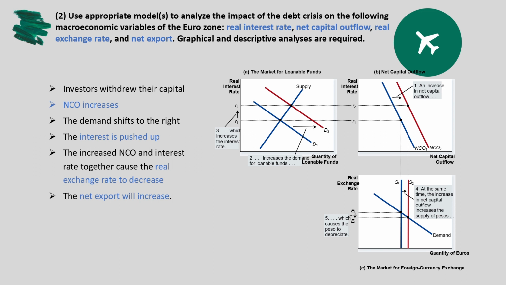With the default rate in the Eurozone skyrocketing, investors withdrew their capital from the Eurozone. This led to an increase in net capital outflow. So, as we can see on the diagram, in the loanable funds market, the demand curve, which includes net capital outflow, shifts to the right. Subsequently, the interest rate is pushed up. Also, the increased net capital outflow and interest rate together cause the real interest rate to decrease. Finally, net exports will increase.